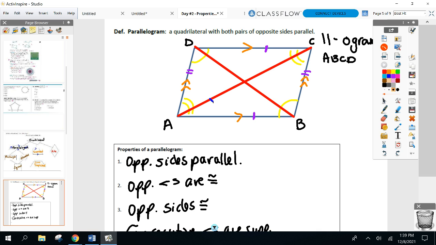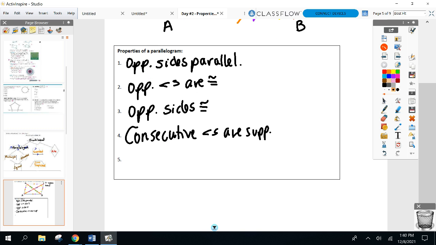Ready? 1, 2, 3. 1, 2, 3, 4. Anybody got a nice vocabulary term? What's happening with those diagonals? You think you got it there, Avery? The diagonals bisect each other. There you go. They cut each other into two congruent parts. Good. Diagonals bisect each other.